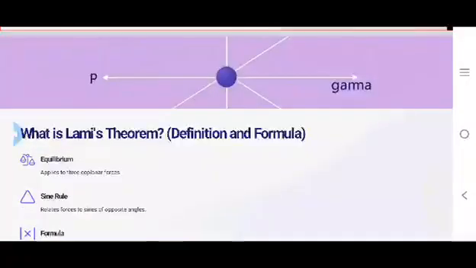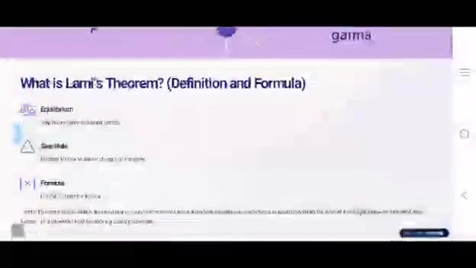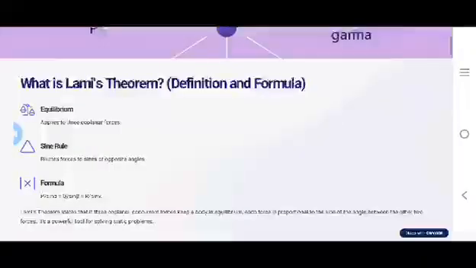Now, what is Lami's theorem? There are some topics: equilibrium, sign rules and formula. Equilibrium means it applies to three coplanar forces. The sign rule relates each force to the sine of its opposite angle, and its formula is P upon sin alpha equal to Q upon sin beta and R upon sin gamma.